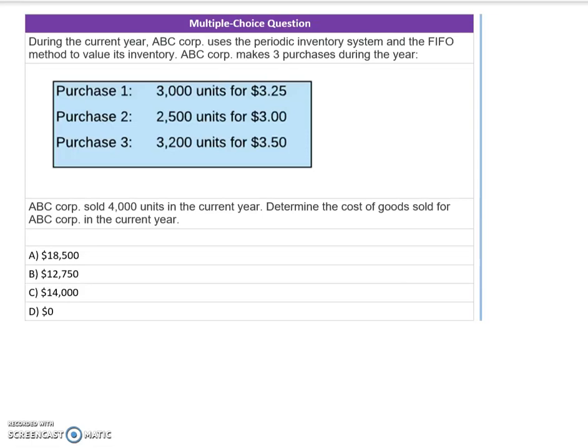All right, we're using FIFO periodic here. During the current year, ABC Corp uses the periodic inventory system and the FIFO method to value its inventory. Looks like ABC Corp makes 3 purchases during the year.